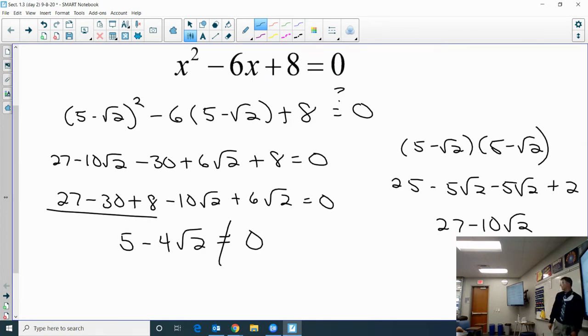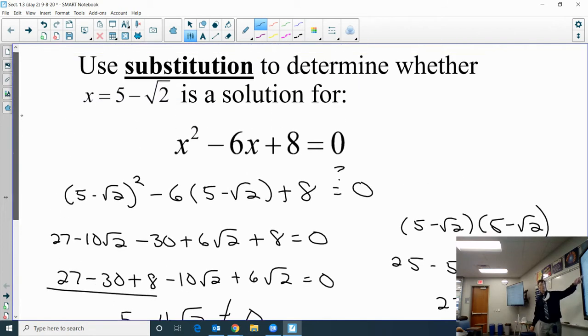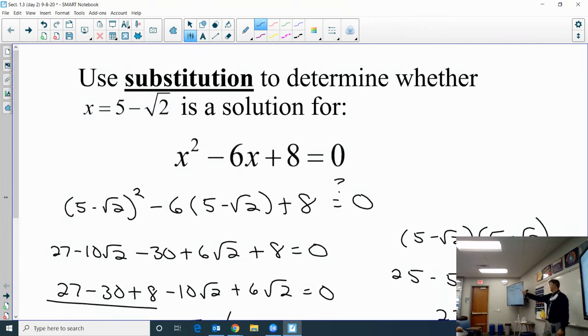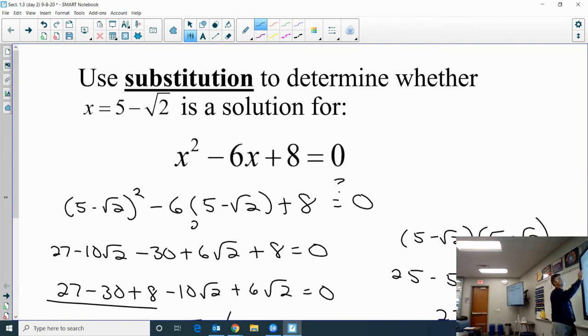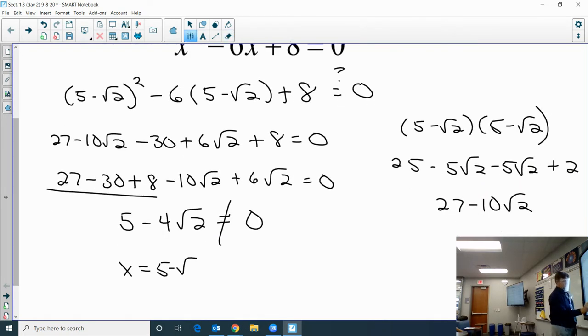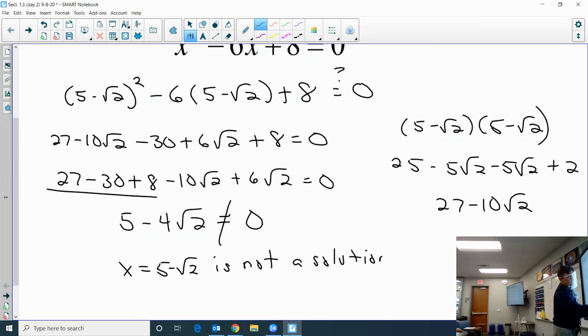Does that equal 0? No, so what can you tell me? Cole, what can you tell me? Yeah. That's not a solution. Not a solution. Okay, so it's wrong. So x equals 5 minus square root of 2 is not a solution. Okay, good.